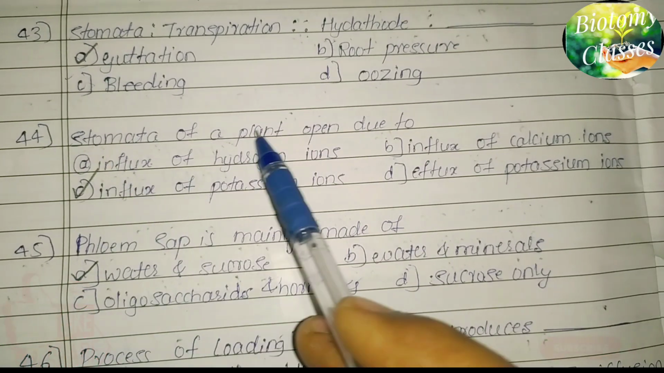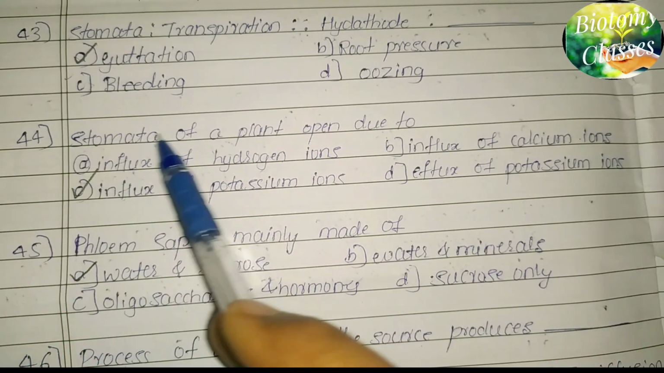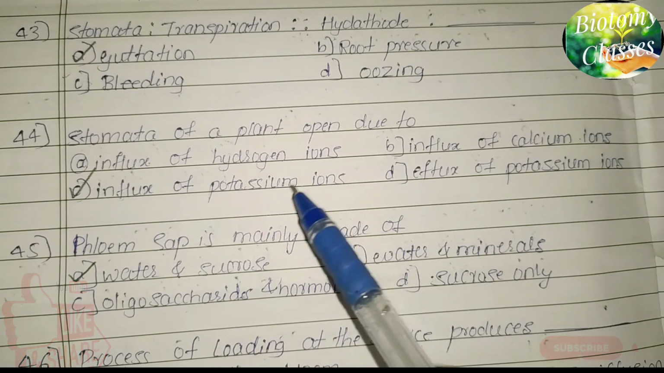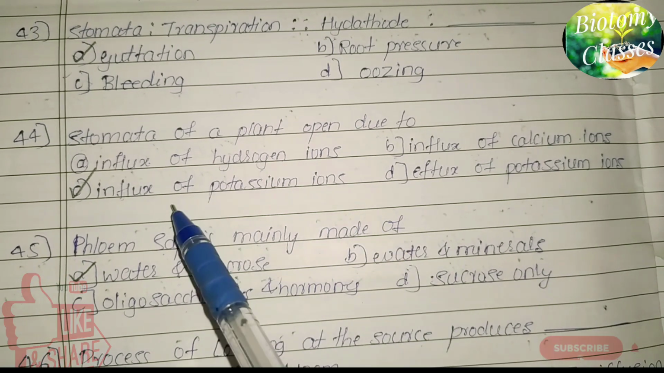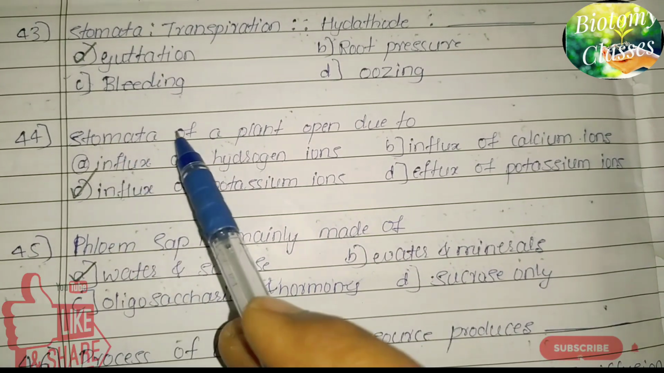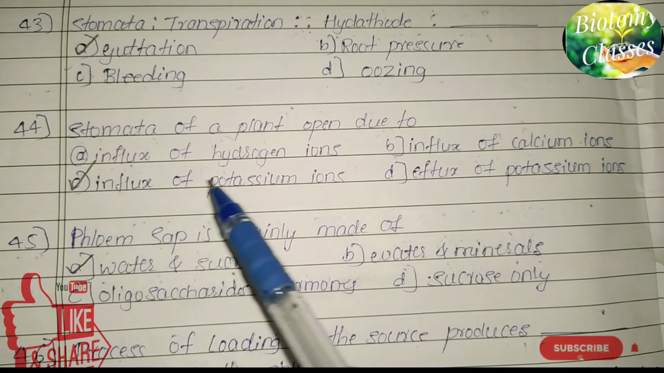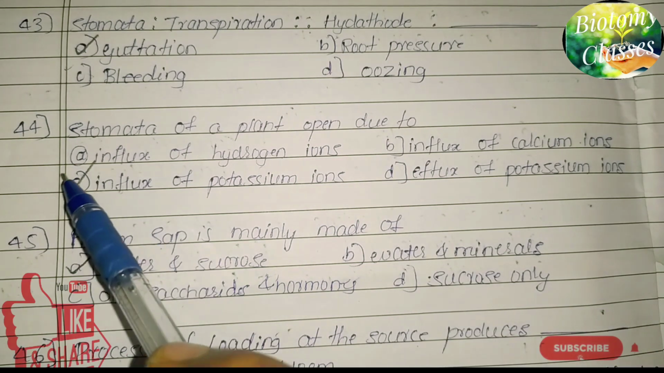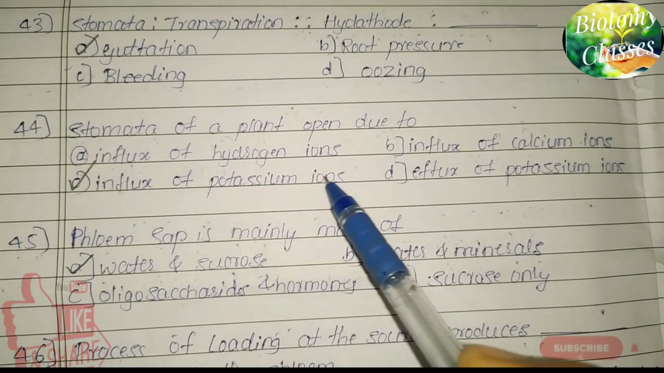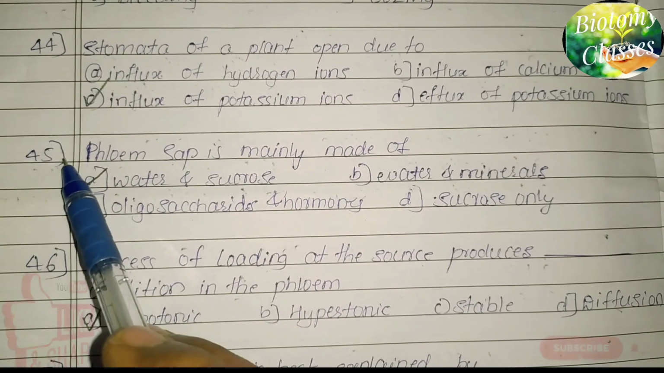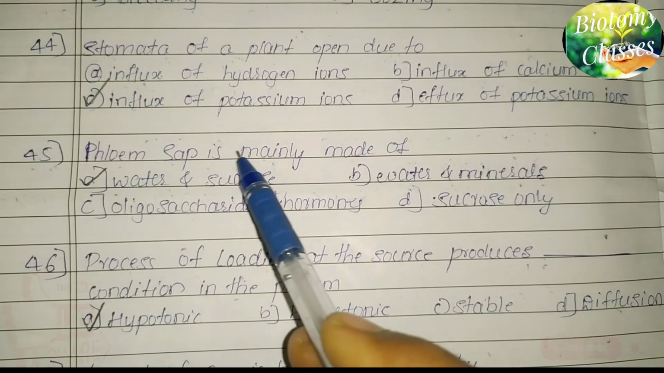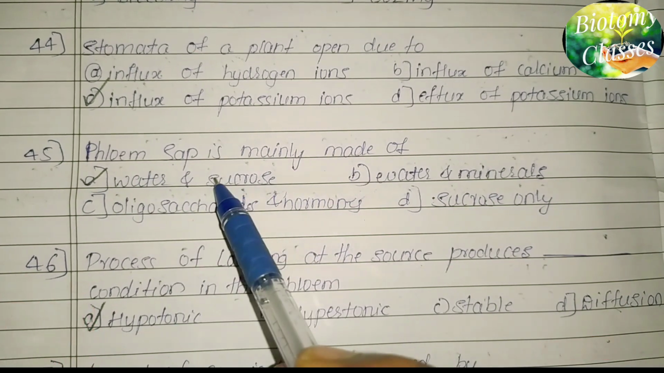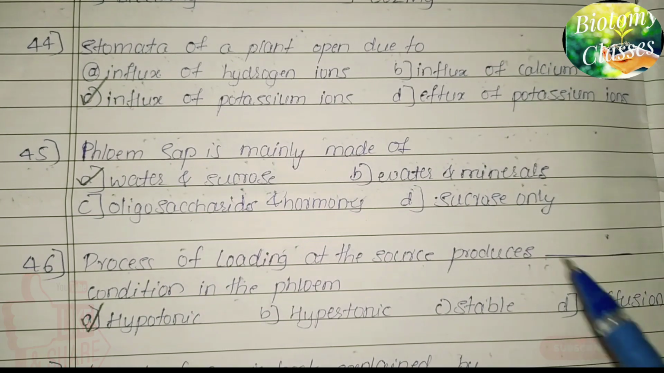44. Stomata of a plant open due to entry of potassium ions and exit of Na plus ions. So influx of potassium ions is the right answer. Efflux of potassium ions means closing of stomata. So C is the right answer. 45th question. Phloem sap is mainly made of water and sucrose. So A is the right answer.